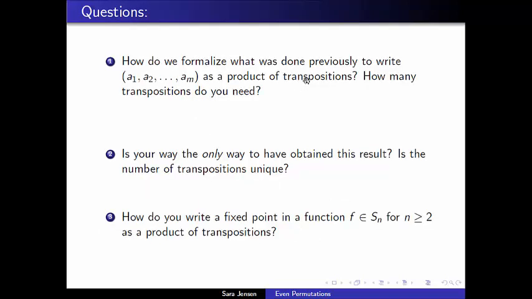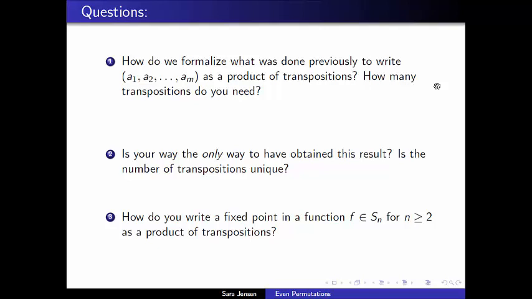Now there are lots of questions that might come to mind as we describe this process. The first of which is, how do we formalize in general what was done previously with the princesses to any number of princesses? How do I take an arbitrary m-cycle and decompose it in this way as a so-called product of transpositions? And the next question is, how many transpositions are required?